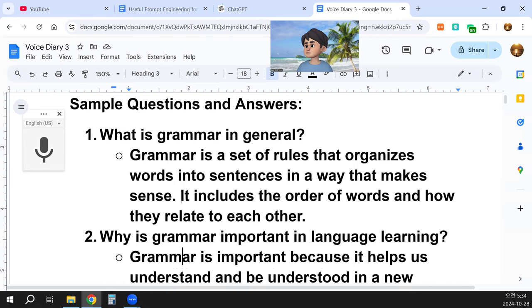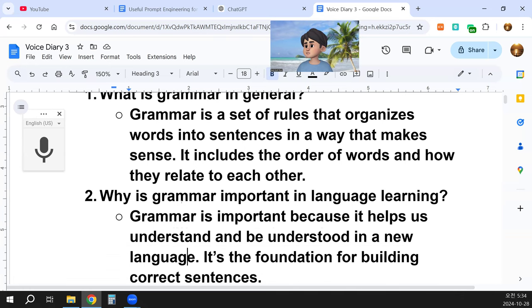Why is grammar important in language learning? Grammar is important because it helps us understand and be understood in a new language. It's the foundation for building correct sentences.